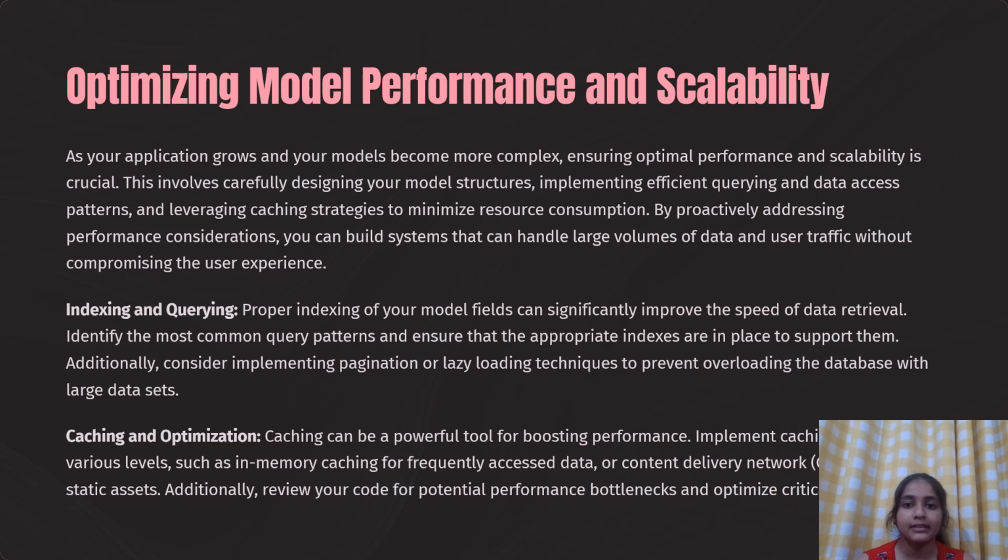Optimizing model performance and scalability. As your application grows and your models become more complex, ensuring optimal performance and scalability is crucial. This involves carefully designing your model structure, implementing efficient querying and data access patterns, and leveraging caching strategies to minimize resource consumption. By effectively addressing performance considerations, you can build systems that can handle a large volume of data and user traffic without compromising the user experience. Indexing and query, caching and optimization.